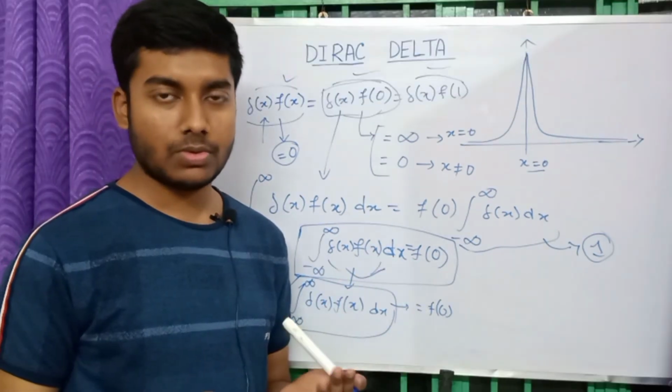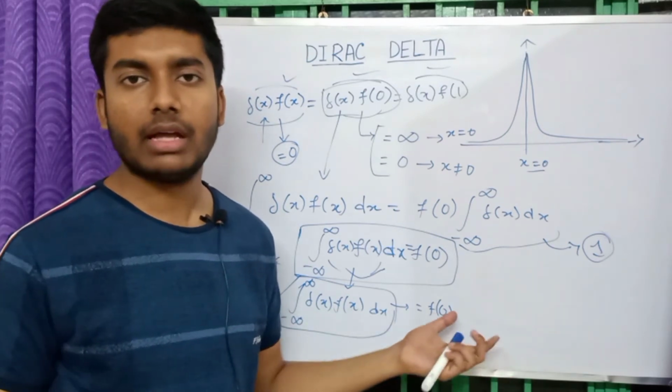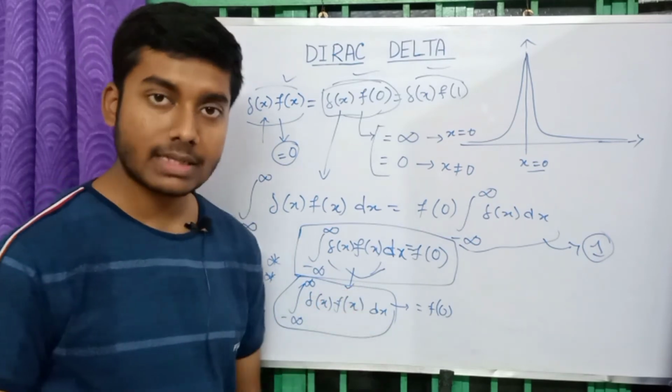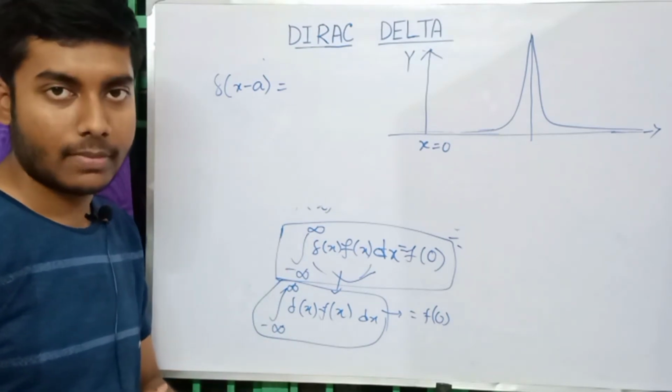Now how will we find f of 2, f of 3, f of 4 and any value of the function? How can we find it this way? Let us understand it. First we will understand delta of x minus a.